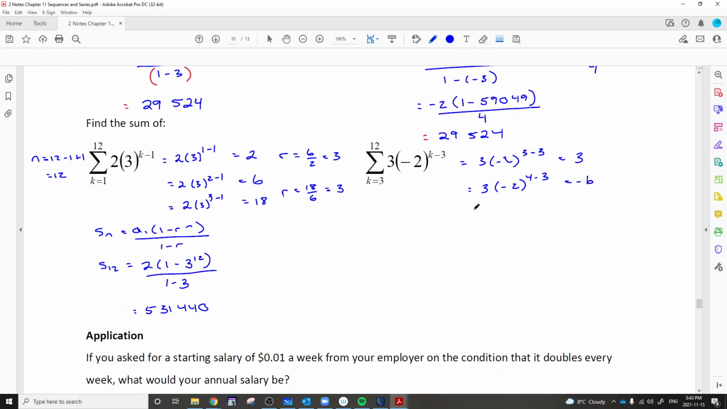I can find another term if I want, just to make myself feel better. 3 times -2 to the 5 minus 3, which would be 3 times -2 squared, which is 3 times 4, which is 12. All right, so what's that common ratio? Well, my common ratio would be -6 divided by 3, which is -2, and if I check the next two terms, it is -2 again.